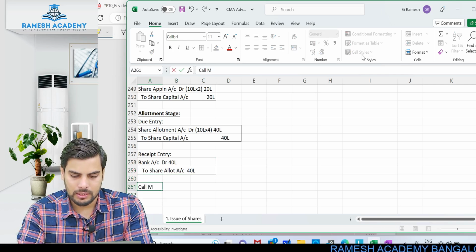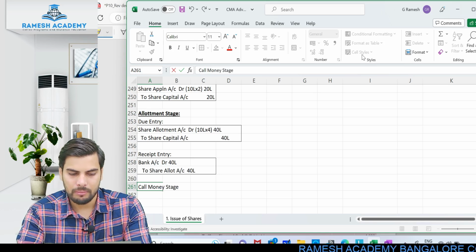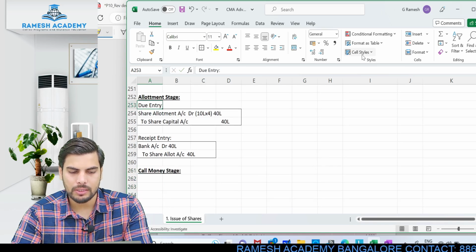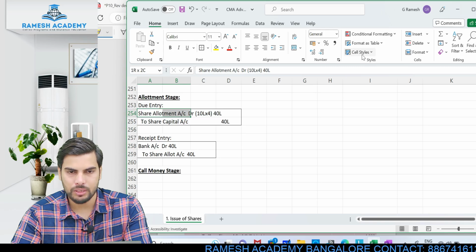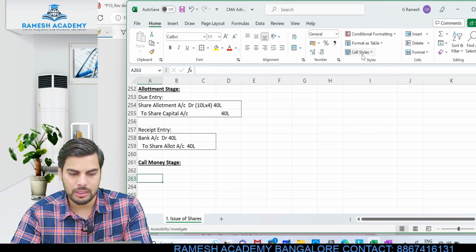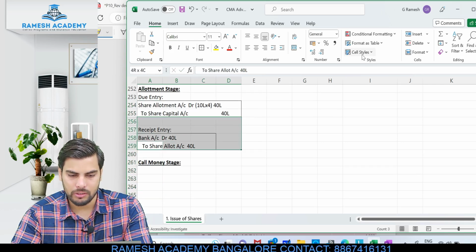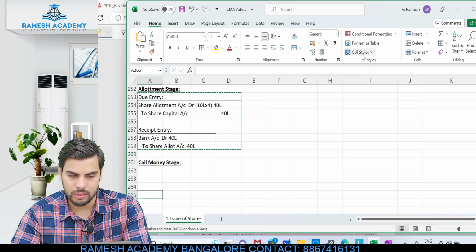Okay, so the last stage would be call money stage. Same thing, we'll have to repeat it. Okay, so we'll have to just duplicate it. Instead of calling it as share allotment, we'll just be calling it as share first and final call. Okay, so we just need to pass the due entry and then the receipt entry. Everything would be same, guys. Okay, so look at this. If you want, I'll just copy and paste over here.